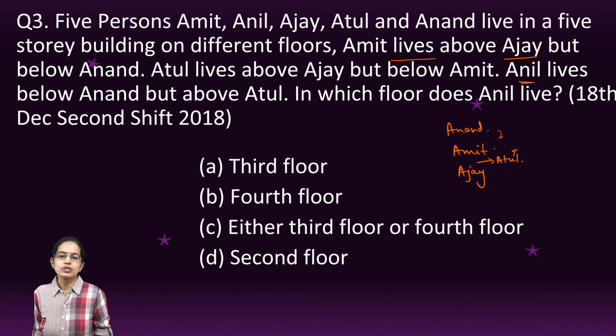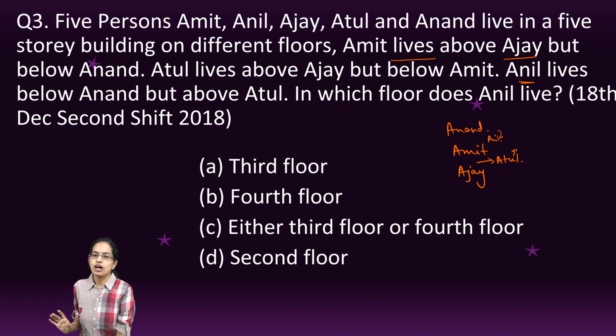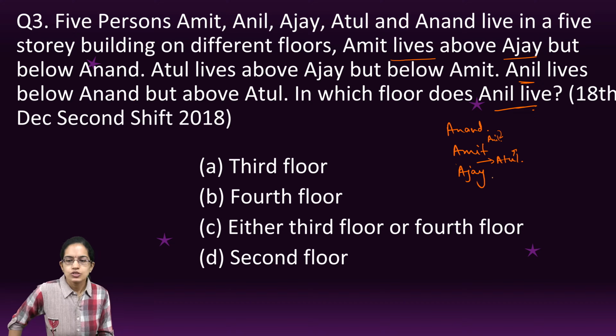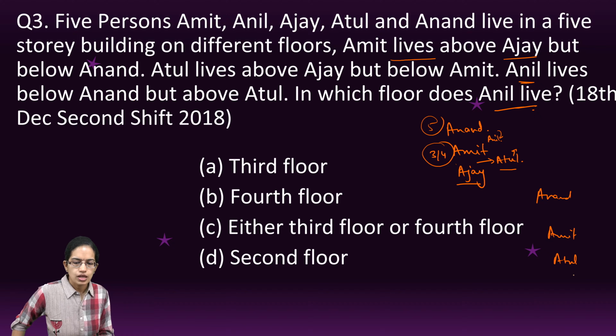Now above Atul, that means Anil could be above Amit or below Amit. I don't know where Anil is. Now on which floor is Anil? Definitely not on the first floor, not on the second floor. But it could be on the third floor or the fourth floor, because the fifth floor is for Anand, that is for sure. I repeat again, you have Anand, Amit, Atul and Ajay.